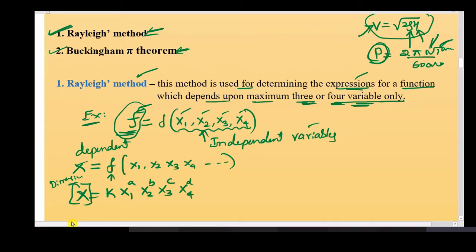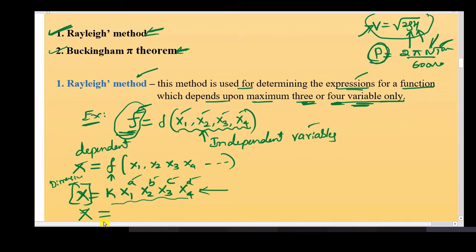Okay, so left hand side dimensions equal to right hand side dimensions, equate both, calculate the a value, b value, c value and d value. Once you calculate a, b, c, d, then you substitute in the same equation here, then you will get one x equation that is called the Rayleigh method equation, or equation derived using the Rayleigh method.